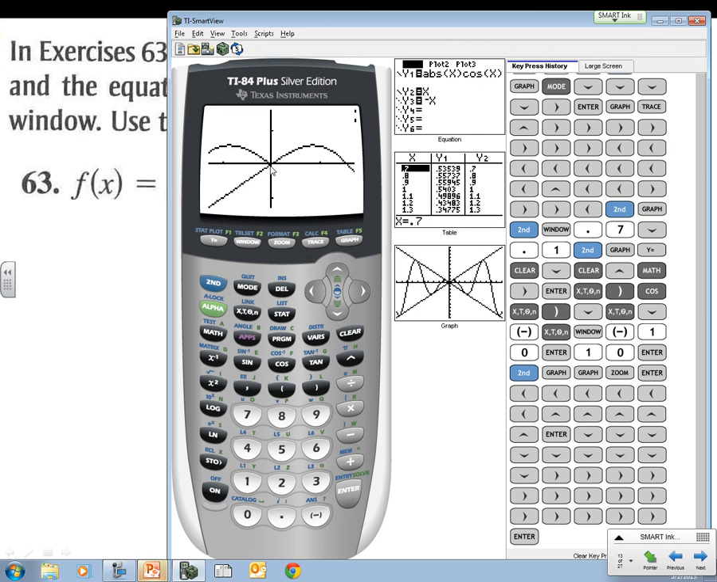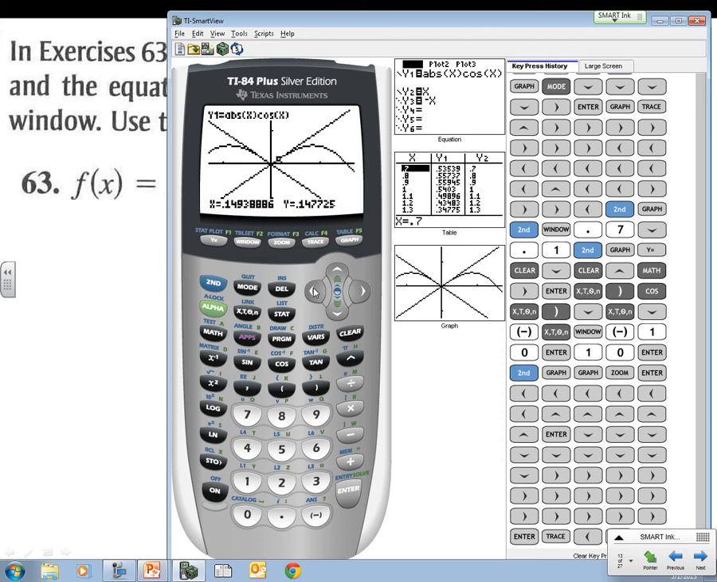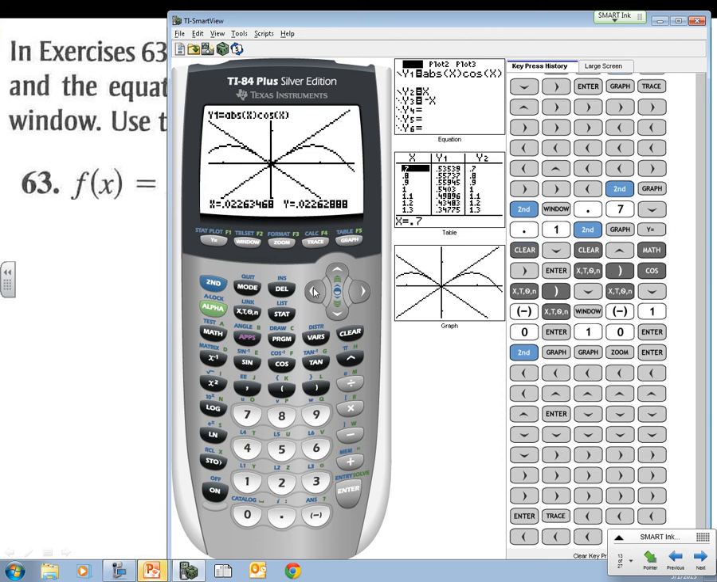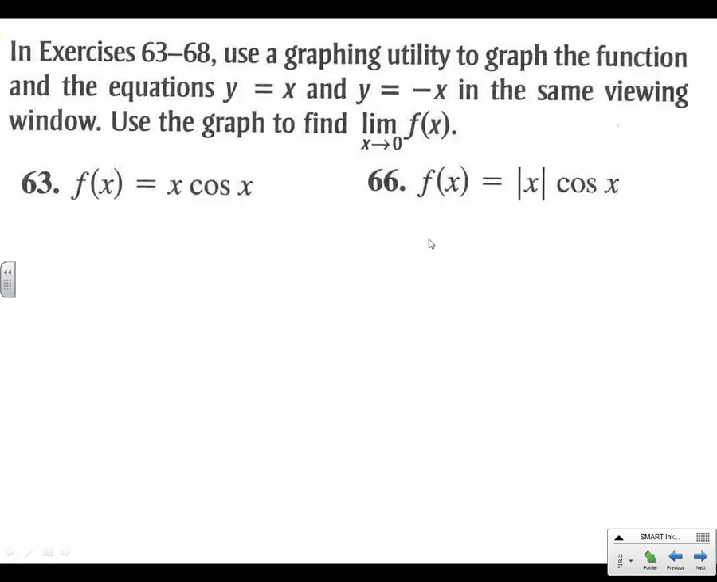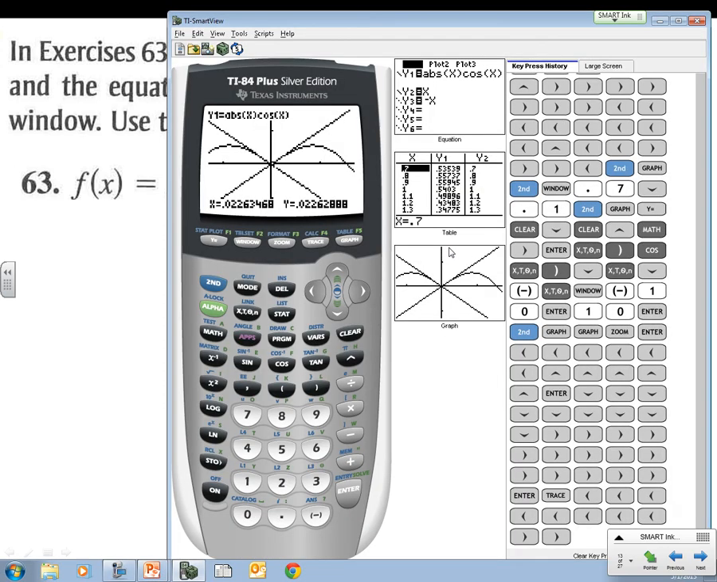Alright, so we are in there, and we're hitting 0 on this one. Trace, let's make sure we're on y1. As we close in for x is 0, y value is really close to 0. So the limit there is 0. Make sure you get the graph on there.